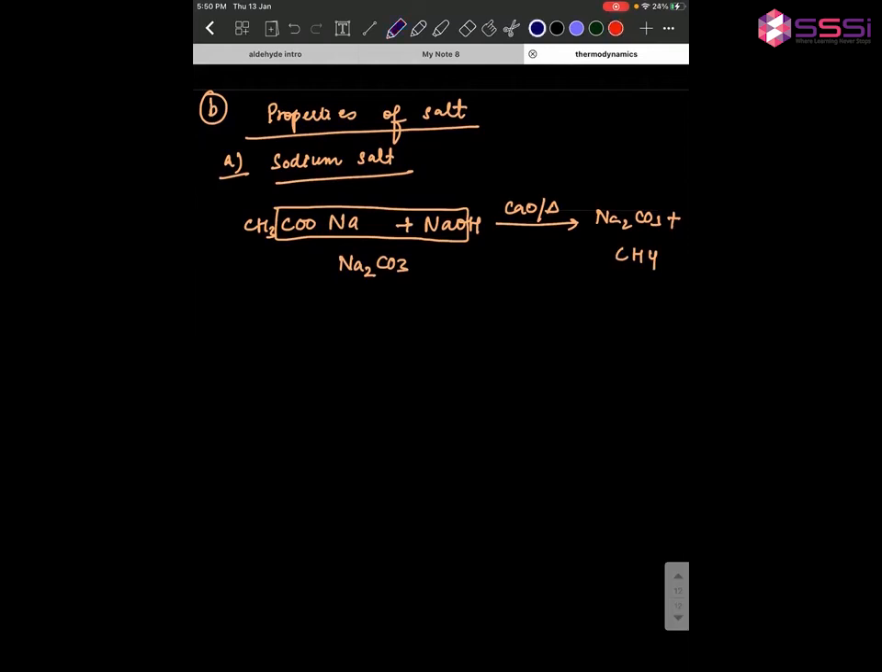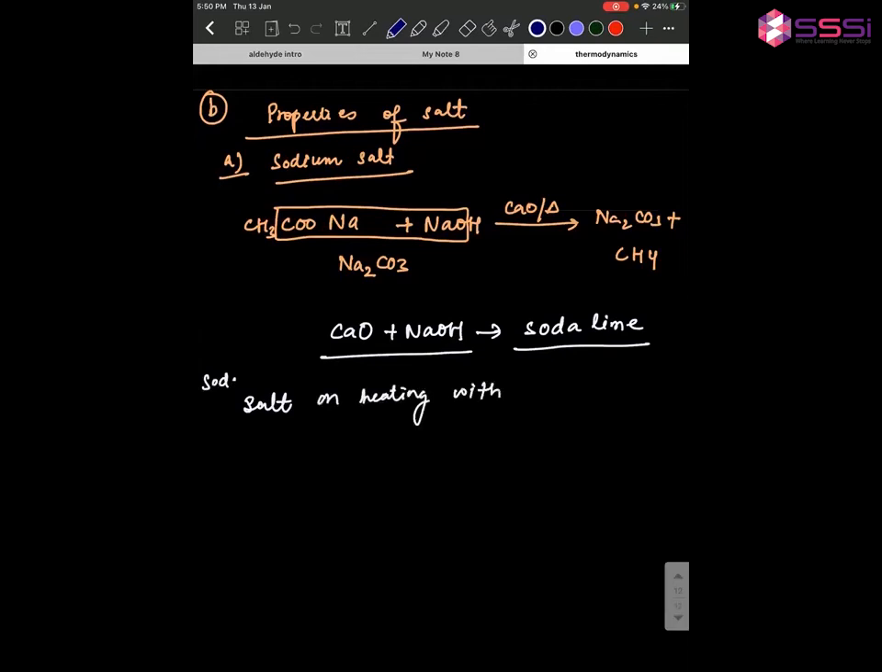Do you know what CaO along with NaOH is? Any one of you? CaO plus NaOH? This is known as soda lime. You must have heard it before. So what do we say here? We say that the sodium salt on heating with soda lime gives hydrocarbon. Clear? If we are taking the sodium salt and reacting it with soda lime, then we will be getting a hydrocarbon along with the carbonate of that salt.